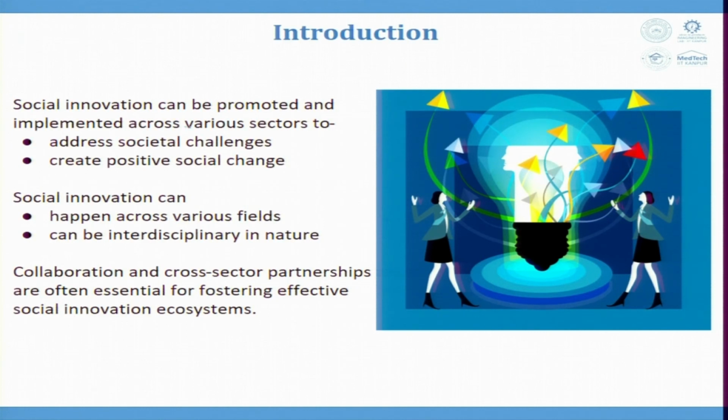So, social innovation can be promoted and implemented across various sectors to address societal challenges and to bring a positive change. Social innovation can happen across various fields. It can be interdisciplinary in nature too. Many a times it is. Collaboration and cross sector partnerships are often essential for fostering an effective social innovation ecosystem. So, social innovation itself is to address societal challenges and to promote positive change to the society.